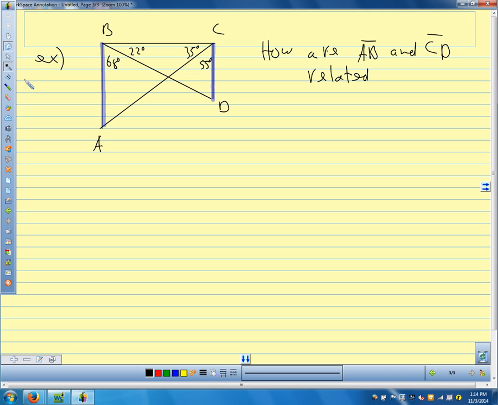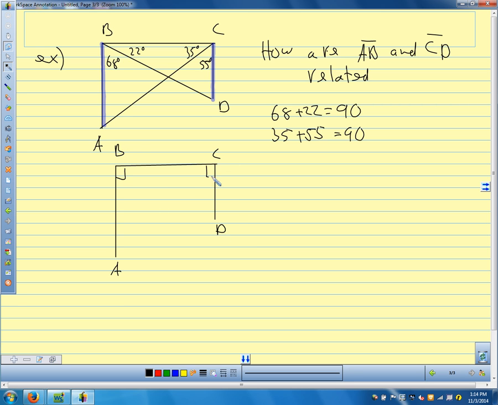Yes. Not congruent, but parallel, right? Because 68 plus 22 is what? 90. 35 plus 55 is 90. So if I redrew this picture without the stuff that we don't need, here's my picture, redrawn. And this is A, B, C, D. And this is 90. And this is 90. We have two segments that are perpendicular to the same segment.